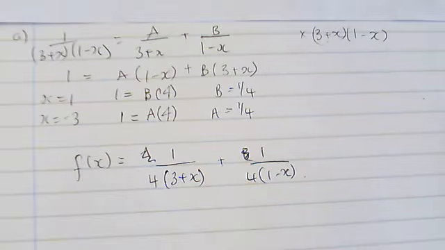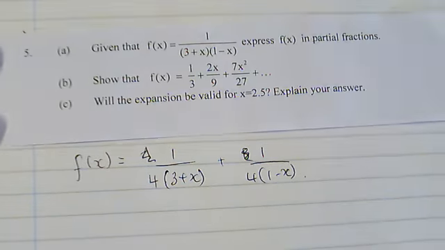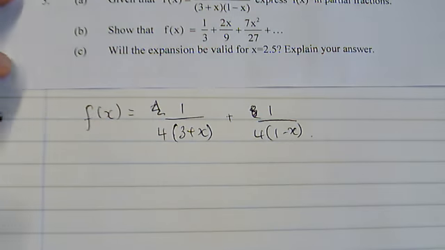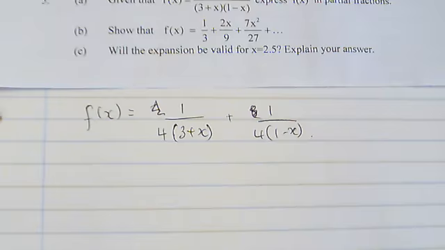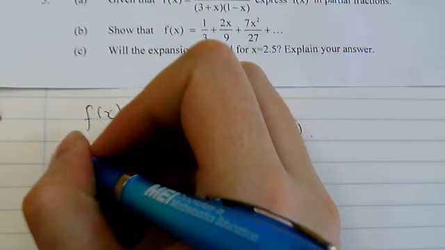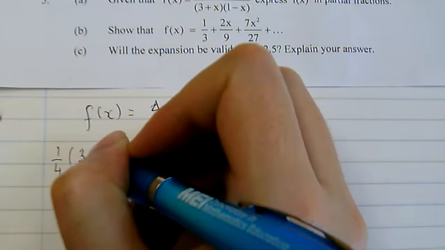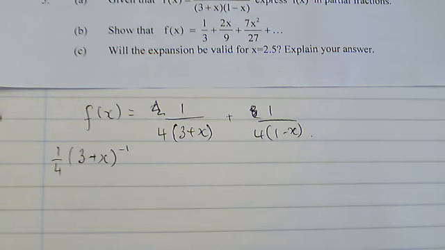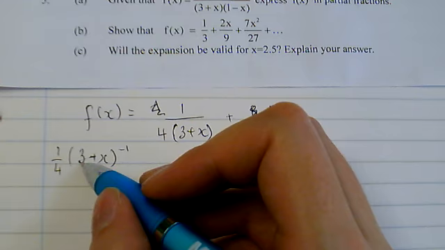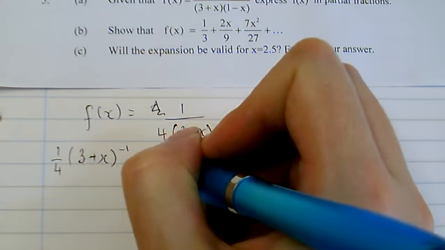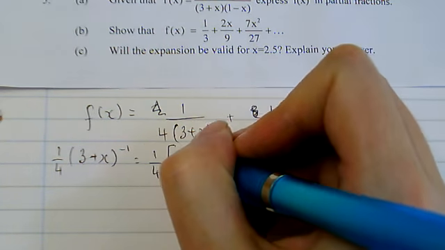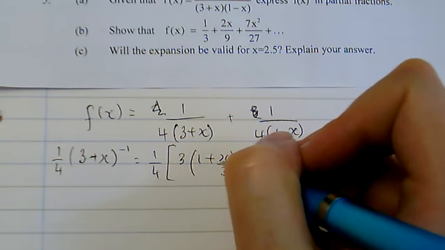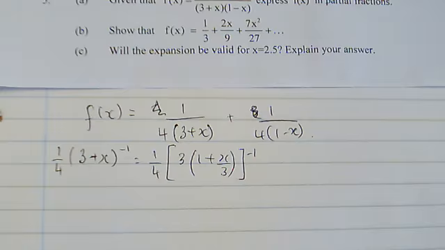So, onwards, let's do part B, and we're looking at doing the binomial expansion. So I'm going to do each of these bits in turn. So I'm starting off with a quarter of 3 plus x to the minus 1. Again, I want a 1 at the beginning here, so I could write that as a quarter of 3 lots of, and then 1 plus x over 3 to make the 1 at the front. That's all to the power minus 1.